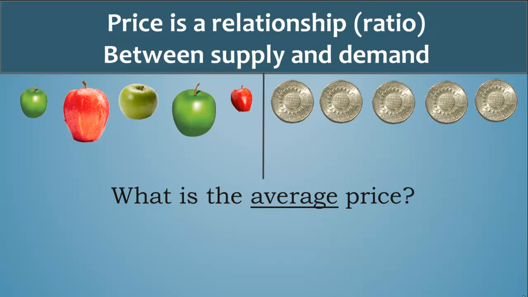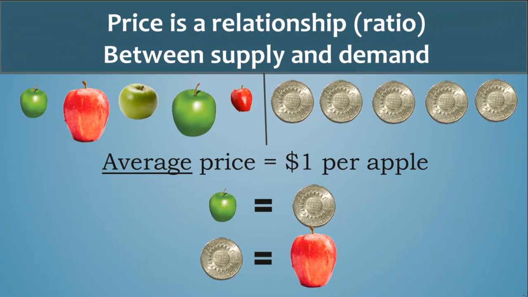Now in real life, because the apples are different sizes and qualities, they will not all be sold equally for $1. The large red apple might get $1.75, while the small red apple only gets a quarter or 25 cents. But when one of the items is money, the ratio in this instance expresses the average price between all the apples and all the money in the ratio.